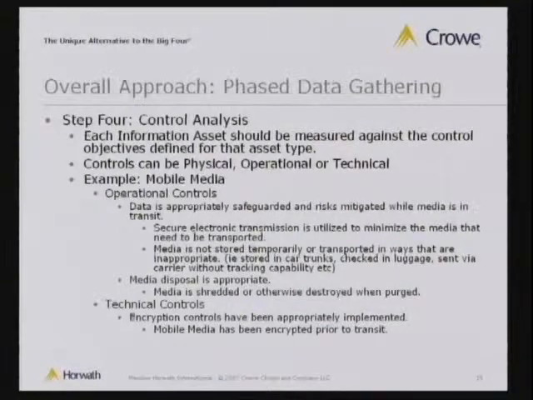When we do this control analysis, we're going to have physical, operational, and technical controls. We run the full gamut of the different types of things that can protect that information. You see an example there of mobile media, with some of the example controls that we've used in the past. If we do our inventory of mobile media and determine that we have 100 different types across our organization, then we benchmark each of them against these controls and ask whether the controls are sufficient to protect the data for each of these categories.